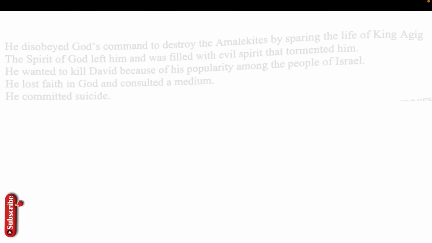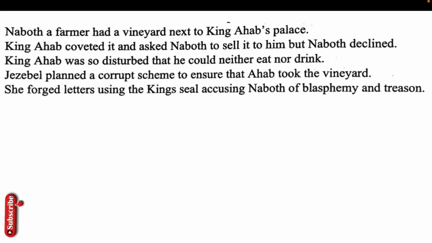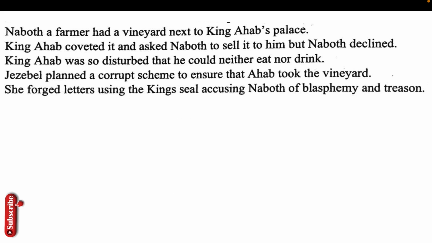Question 3b. Describe how Elijah fought against corruption among the people of Israel. Naboth, a farmer, had a vineyard next to King Ahab's palace. King Ahab coveted it and asked Naboth to sell it to him, but Naboth declined. King Ahab was so disturbed that he could neither eat nor drink. Jezebel planned a corrupt scheme to ensure that Ahab took the vineyard. She forged letters using the king's seal accusing Naboth of blasphemy and treason. These two sins were punishable by stoning to death.